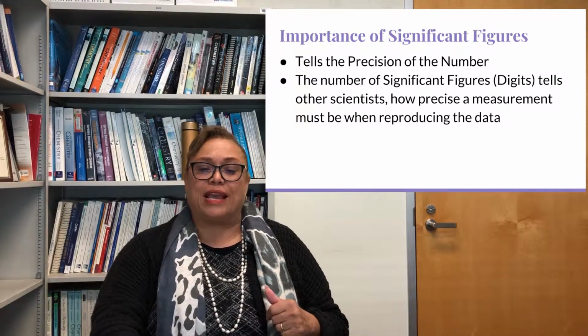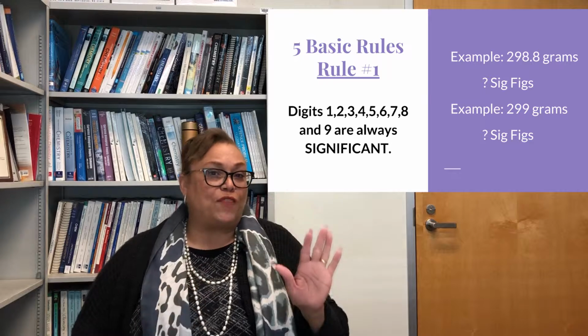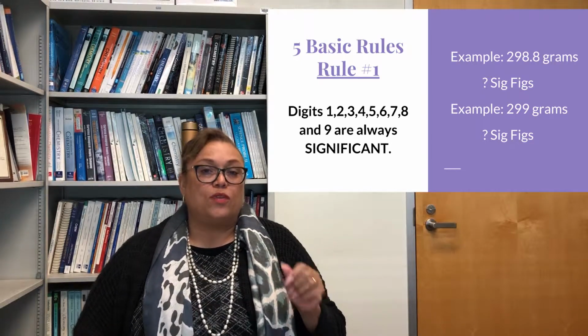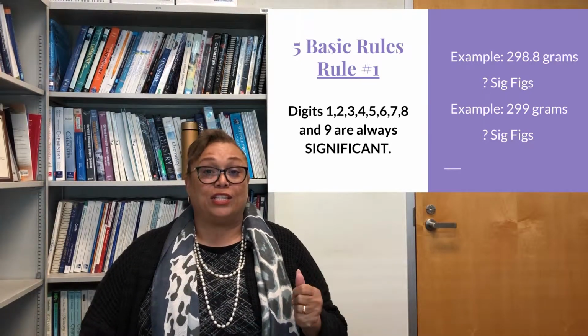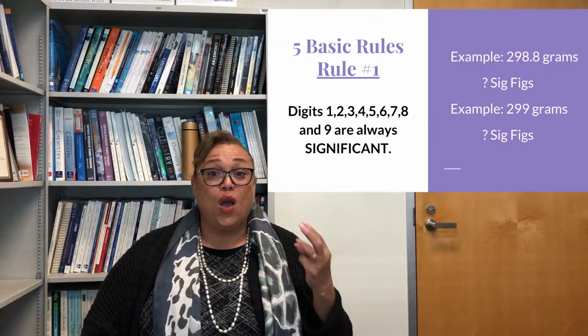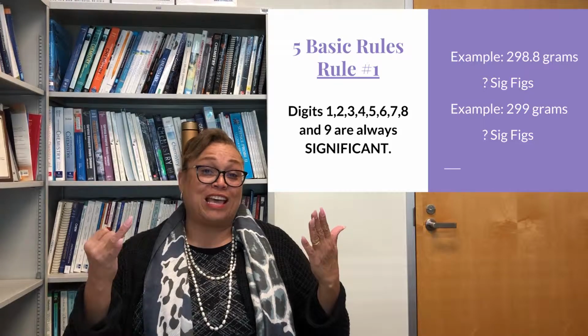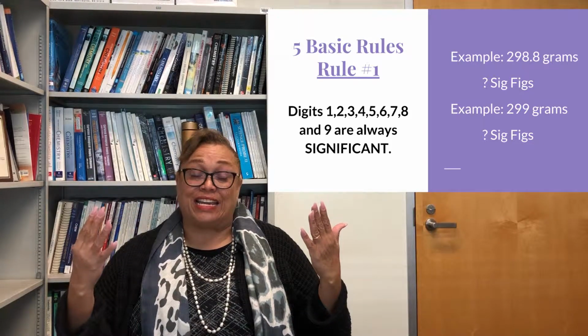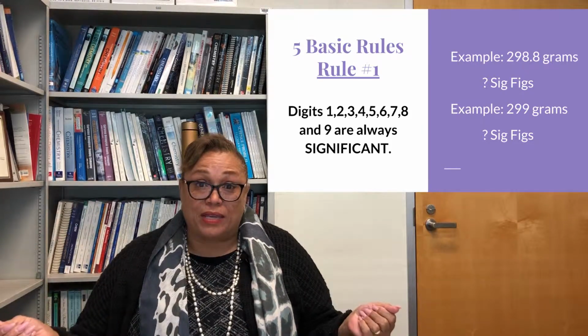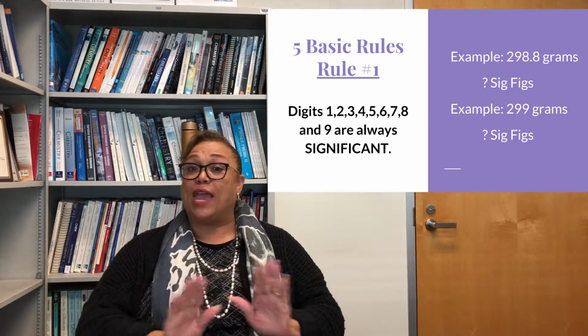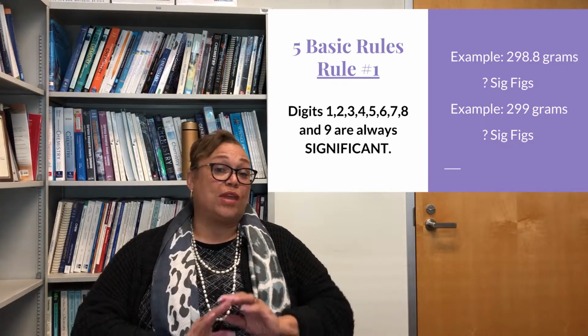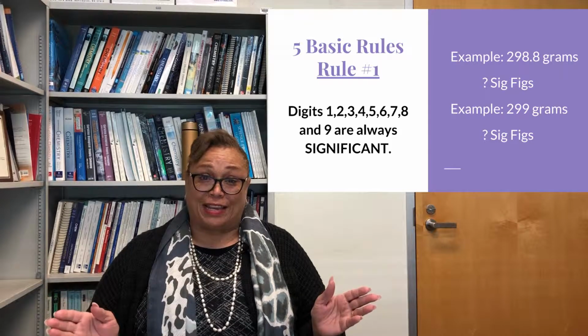So let's look at the next slide. There are only 5 basic rules. The first rule is digits 1, 2, 3, 4, 5, 6, 7, 8, and 9 will always be significant. That means you cannot omit it. You cannot just drop it because you feel like it.